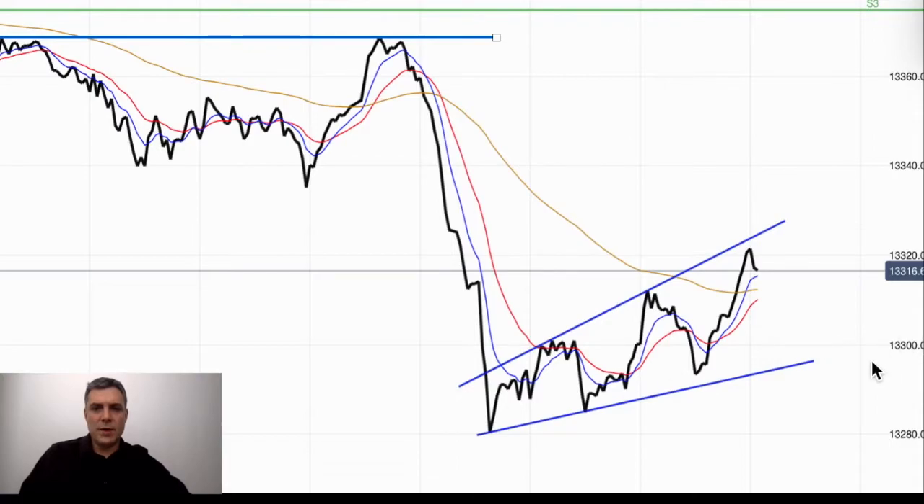We've got the round number here, 13,300, to bear in mind, and the market's crashed through that particular level. This often happens in markets, round numbers. It's very rare for the price to stop exactly on a round number and then bounce off. Very often it goes below it and then starts crawling back up. And this is what it appears to be doing at the moment.